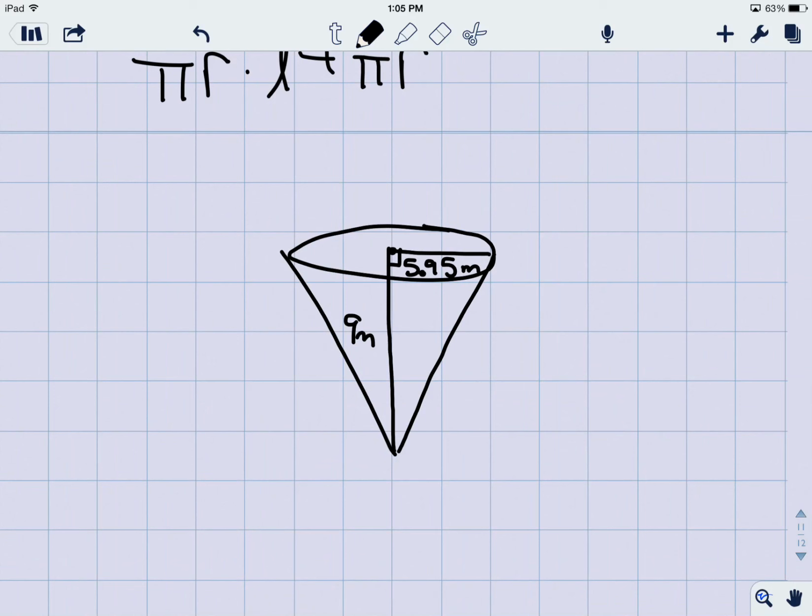Wait, what's the formula again? It's right there in your book, on page 632. Square the 9, and the radius squared. So it's the 5.95 that you would square. What are you finding? The slant height? Then yes, you would square the 9 and square the 5.95, add those things together and then square root.